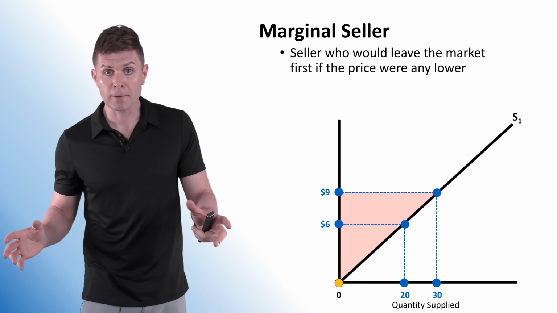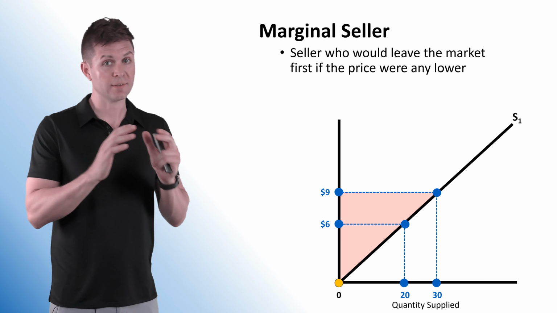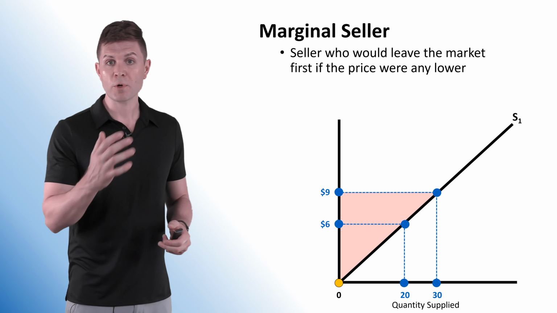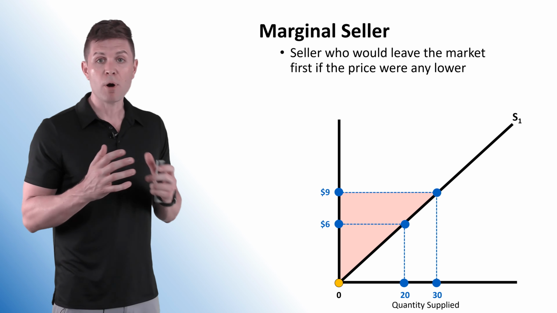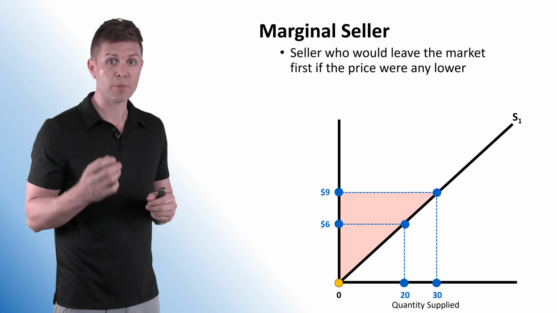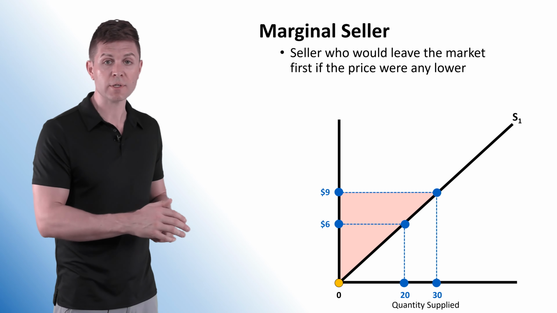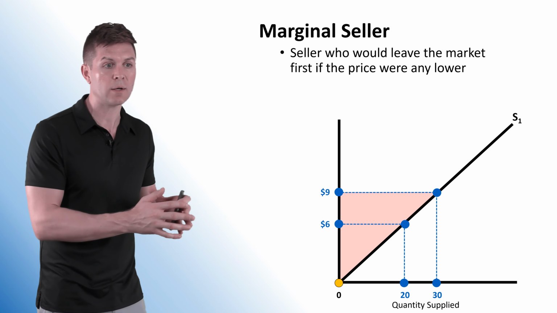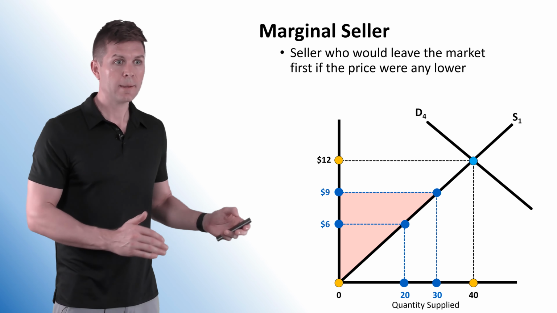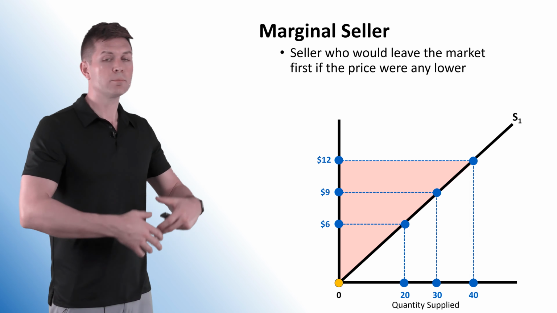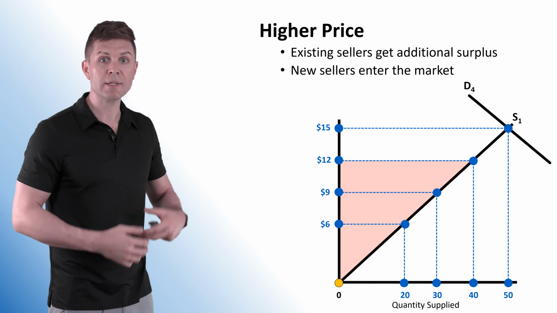Now, the marginal seller, just like the marginal buyer, is the one that's going to leave the market if price, in this case, goes down. So that 30th supplier right there, that 30th unit supplied, the marginal cost of that particular unit is $9. So if it goes any lower than that, he's going to leave the market. That will go down to 29 or whatever it would be going down to. So he's the first guy to leave the market if price drops any lower. So as price goes up, producer surplus continues to increase, and more sellers join the market, increasing the size of that surplus.